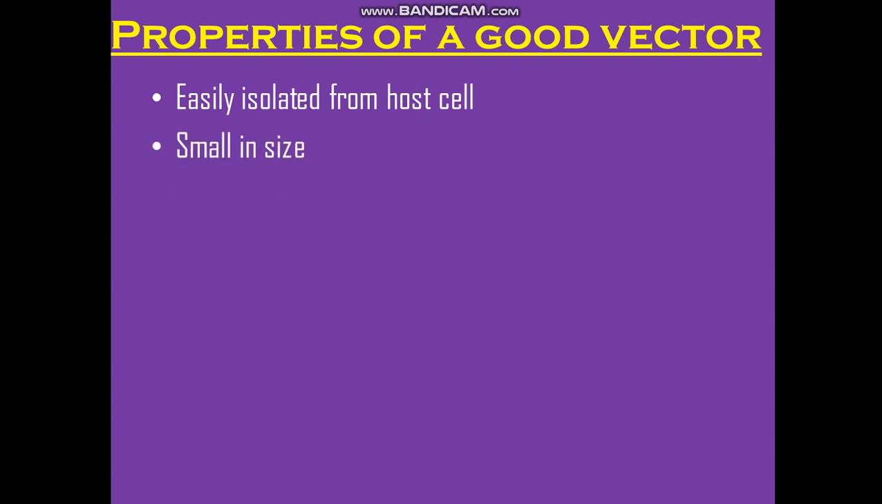Second, it should be small in size. Why? Because if the vector is large, it is more prone to breakage during the whole process of genetic transformation, during the whole process of this genetic engineering. So the vector should be small in size. Third, it must have an ORI. What is an ORI? I wanted to teach you protein synthesis earlier, but just now understand what is an ORI.